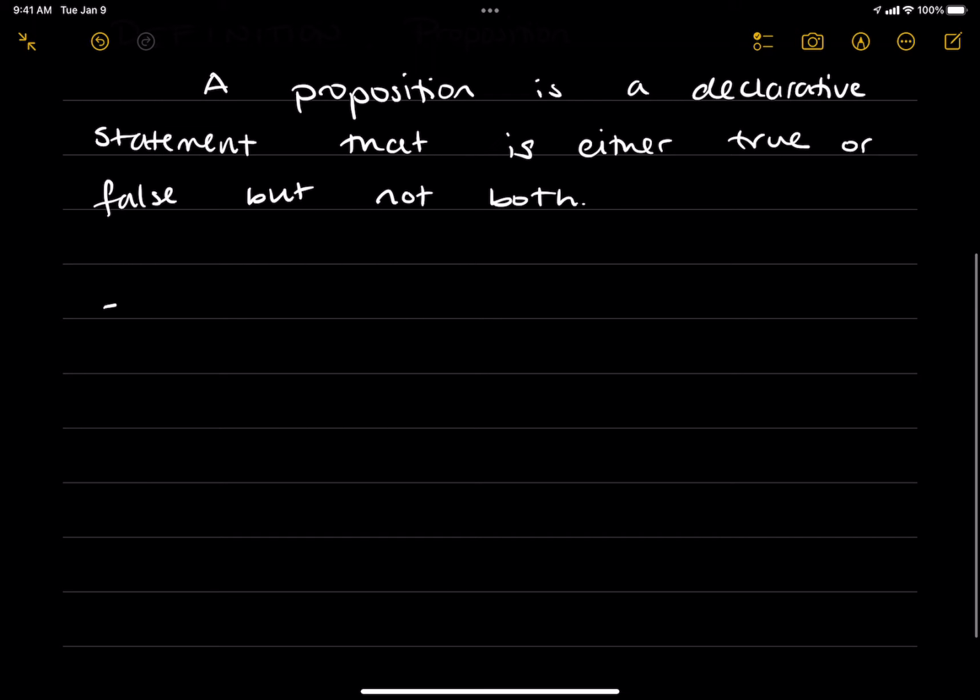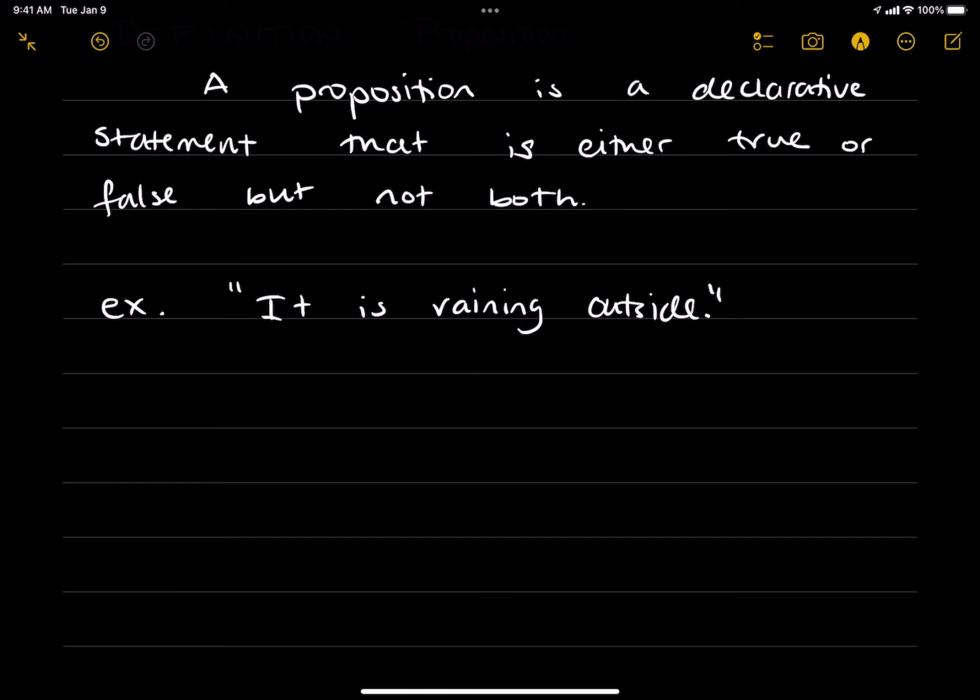So for example, if we had something like, it is raining outside, this is in fact a proposition, because it's a declarative statement, it's declaring something, and it is either true or false. Either it's raining outside or it isn't.